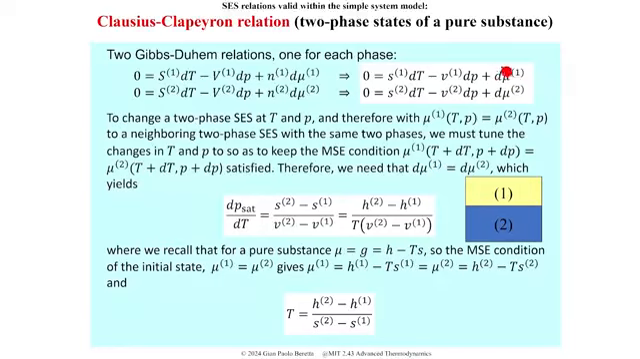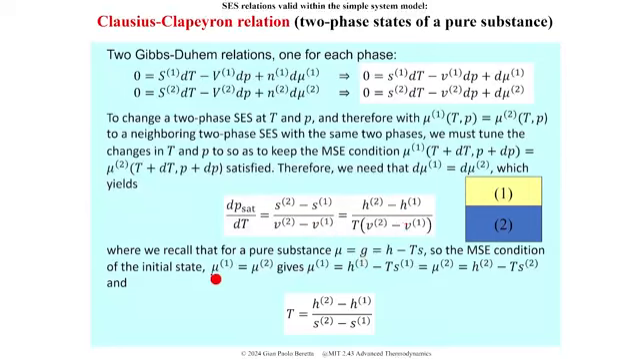Okay, so if you equate d mu 1 with d mu 2 here, so eliminate these two because they must be equal, you see you get a relation between dT and dp that involves the differences in the specific entropies for the two phases and the differences in the specific volumes, which are the coefficients here.